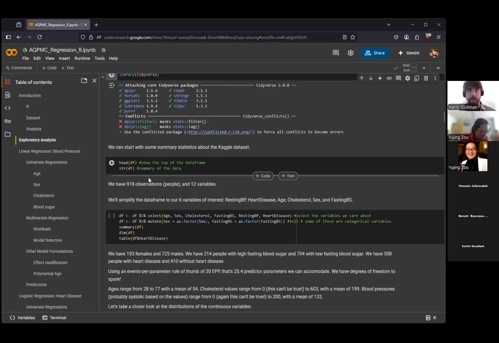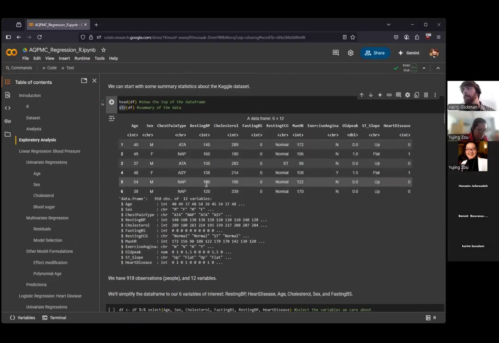So let's just start looking at some summary statistics about the data set. This head function in R just shows you the top of the data, and the structure function shows you a summary of the data and what data types you have. So we'll just run that. As expected, we have 12 variables. And R just automatically figured out that these headers here were the names of the variables, so that's convenient for us. And then it tells you what type of variable they are.